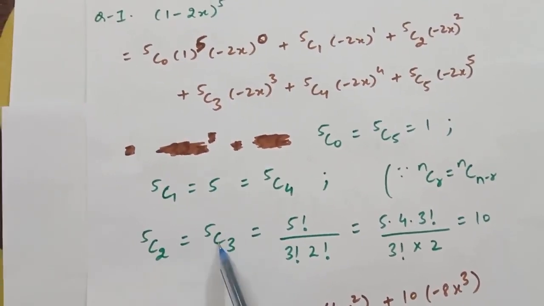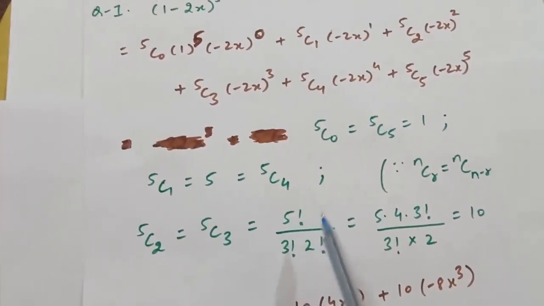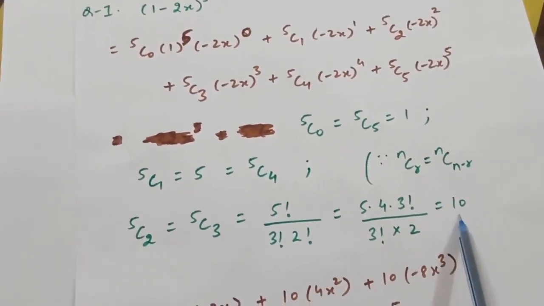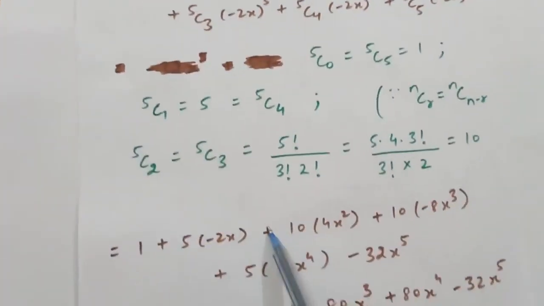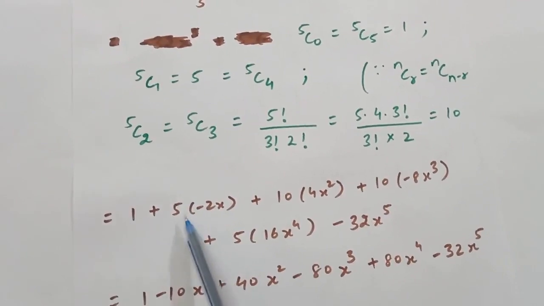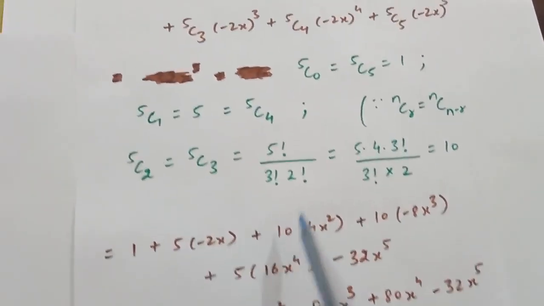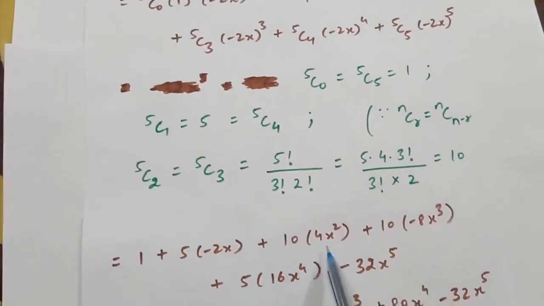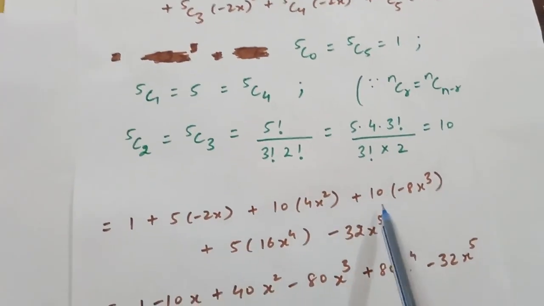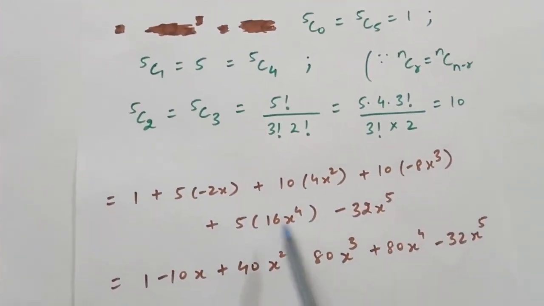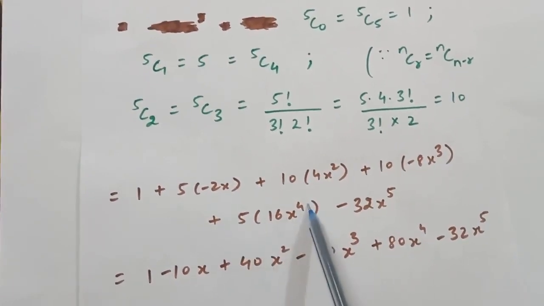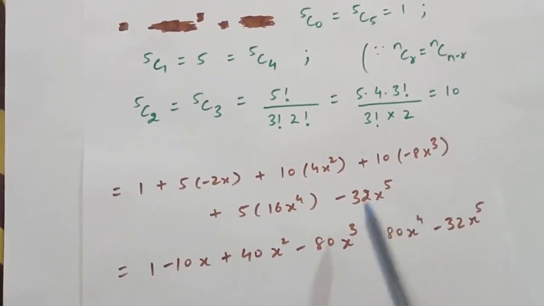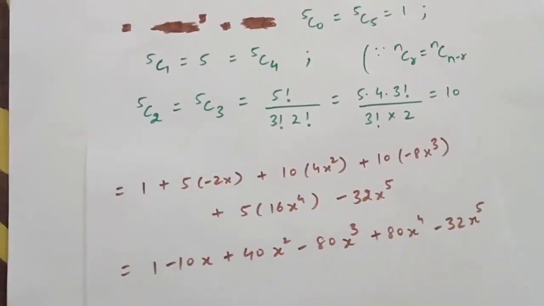So the values of these two will be the same, which will be 5 factorial upon 3 factorial into 2 factorial, which when you solve, you'll get as 10. Now putting these values, you will get 1 plus 5 into minus 2x plus 5c2 is 10. So 10 into minus 2x whole square, which is 4x square, plus 10 into minus 8x cube plus 5 into 16x raised to the power 4 minus 32x raised to the power 5, and you will solve it to get the final answer. Clear?